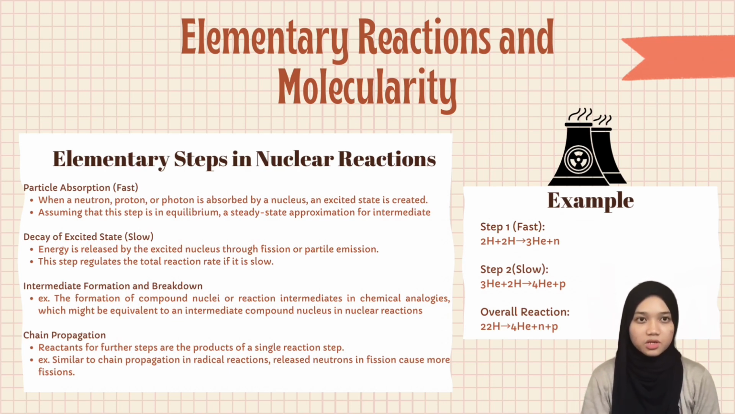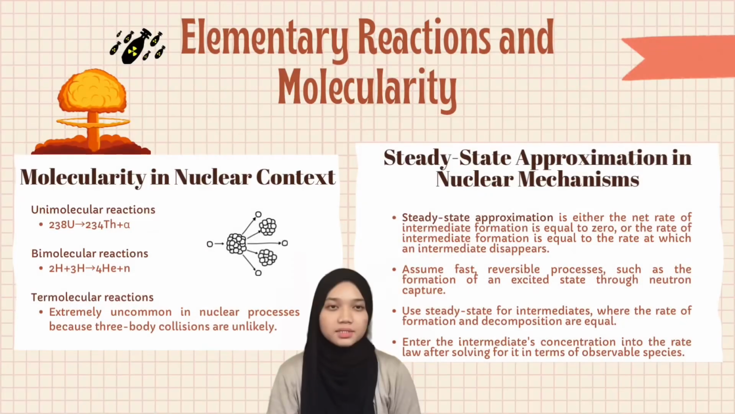Next, we can see the example of elementary steps in nuclear reaction. Next, these are the molecularity in nuclear reactions. Additionally, steady state approximation is either the net rate of intermediate formation is equal to 0, or the rate of intermediate formation is equal to the rate at which an intermediate disappears.